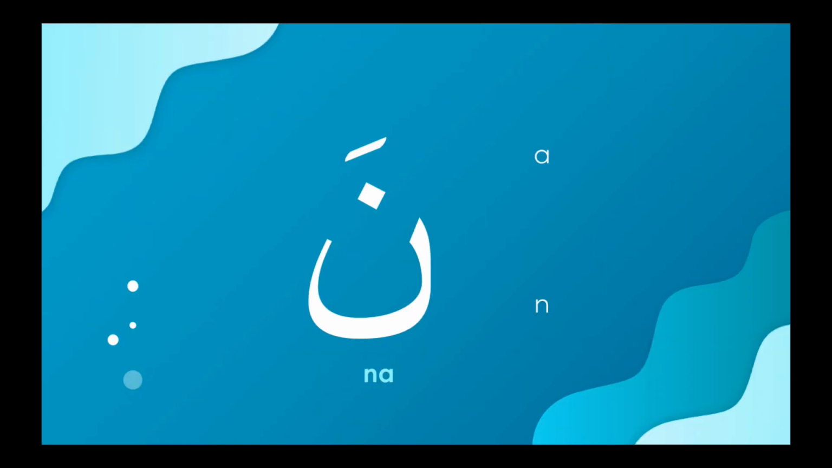Here is our letter Noon, but it has something on top. What's that? That is called a Fatha. The Fatha makes a sound. Noon Fatha makes the N sound.